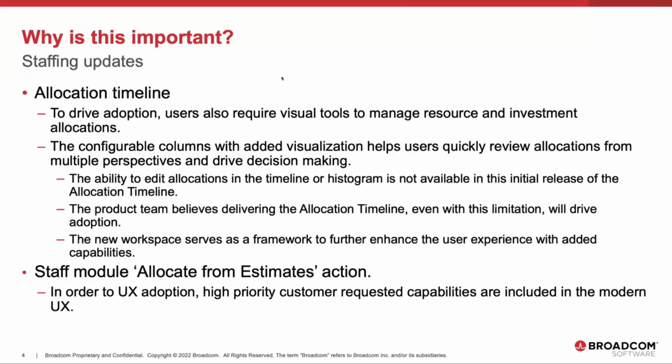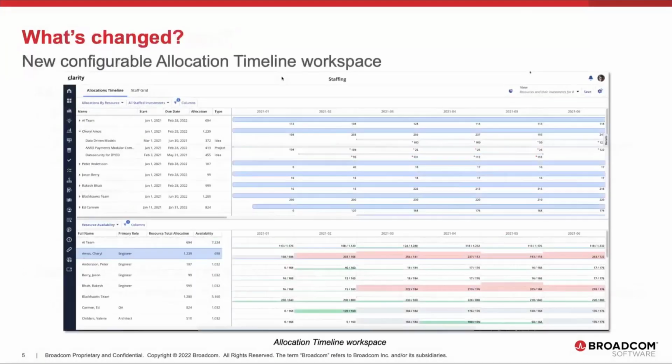Lastly, the staff module allocate from estimates action. So in order to drive adoption, high priority customer requested capabilities are included in the modern UX, and this is one of them. So let's jump into what's changed.